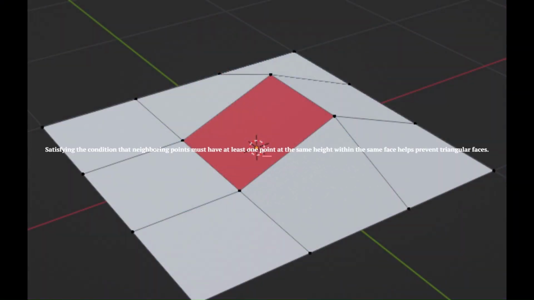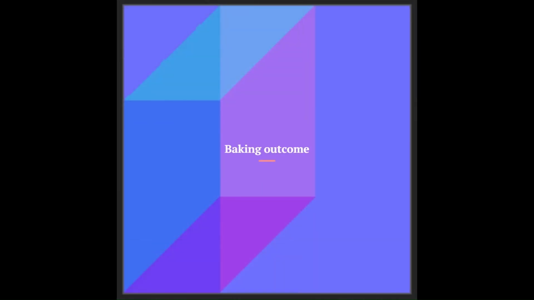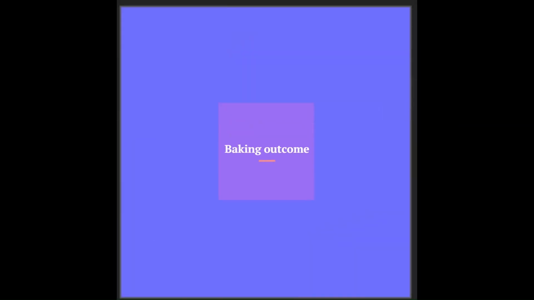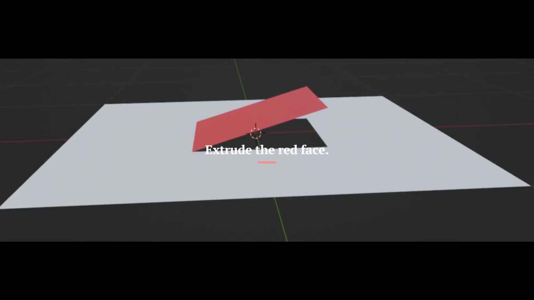When ensuring that neighboring points within the same face have at least one point at the same height, the red face no longer produces triangular faces. However, an issue arises when the neighboring faces fail to meet this condition. As a result, triangular faces emerge in the adjacent faces. This phenomenon is explained in detail in the following part of the workshop video. To resolve the issue described above, there are 2 methods. The first method involves isolating the red face from the others and then adjusting its height. The second method entails extruding the red face and then modifying its height.